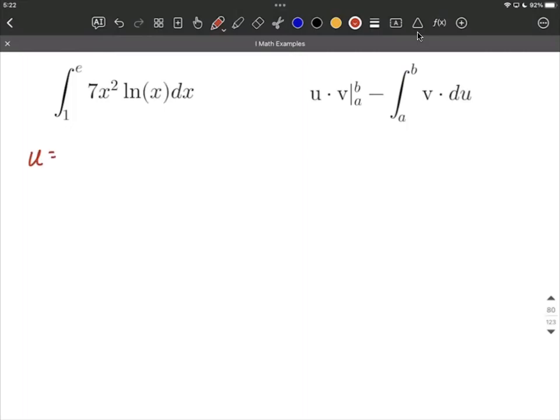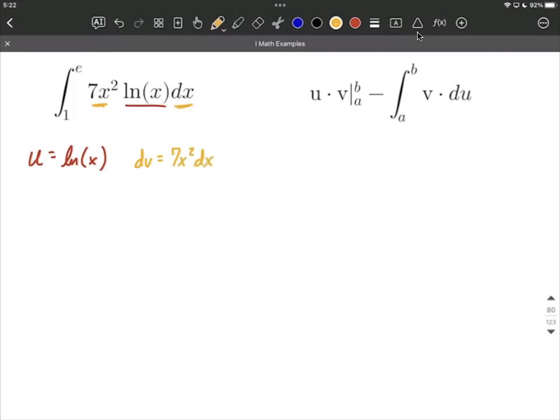is going to be. Now in general, if we have a natural log involved such as this, let's make that our u. So we have natural log of x is going to become our u. Everything else that's involved with this integral, besides the bounds of integration, is going to become our dv. So dv is going to be the 7x squared and the dx.